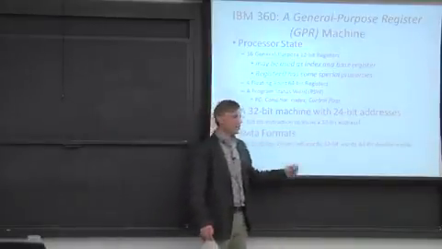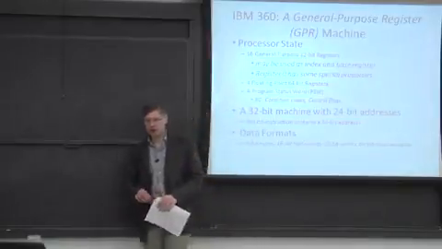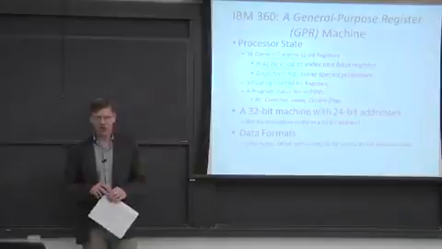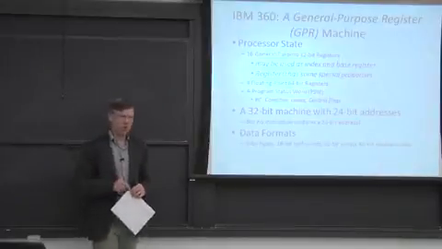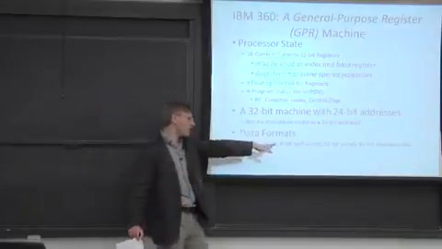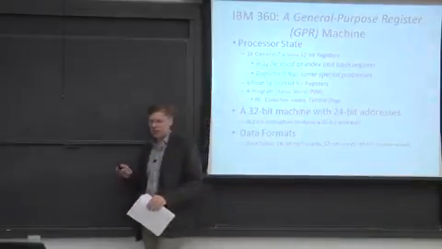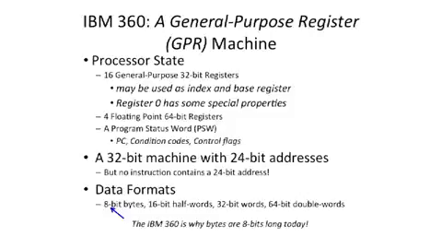And they defined a bunch of different data formats. So there were 8-bit bytes, 16-bit half words, 32-bit words, 64-bit double words. And these were the fundamental data types that you could work on, and you could name these different fundamental data types. And it was actually the IBM 360 that came up with this idea that bytes should be 8 bits long. And that's lived on to today.